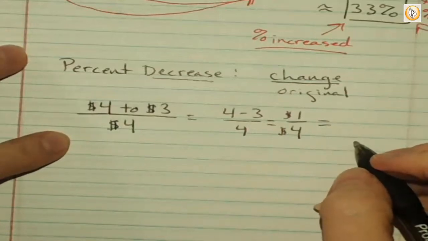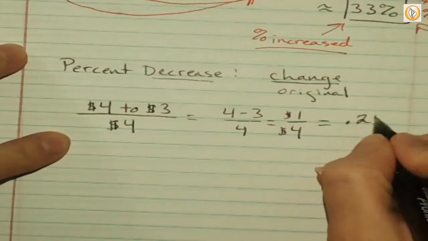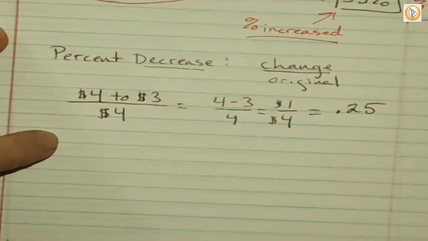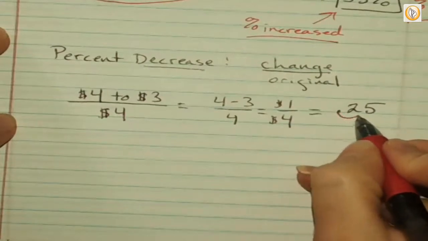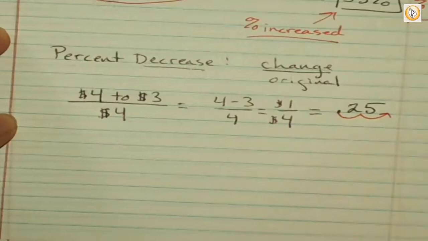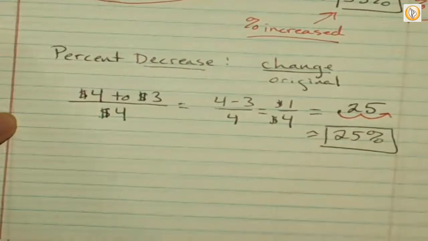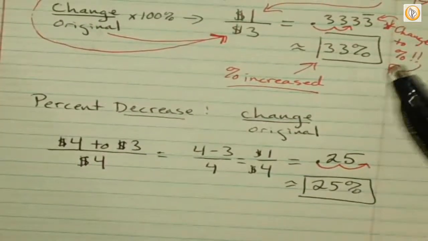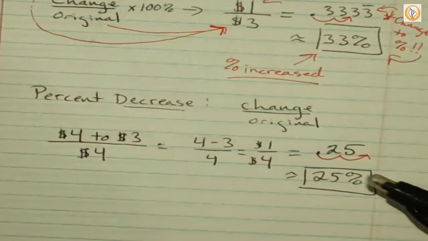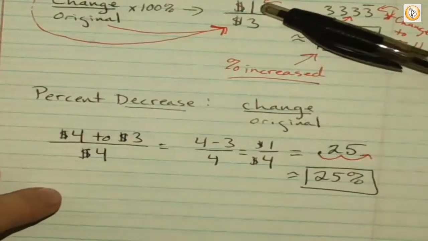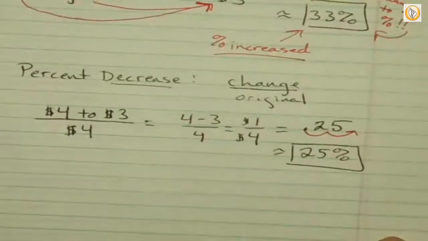$1 divided by $4 is 0.25. Now, Valeria, do I leave it in that decimal? What do I need to do? Very good. So we're changing it to percent. We move the decimal 2 places to the right. And this time, the change is 25%. Notice, when he increased, it's a 33% increase. Decreasing was different. Even though the change was 1 on both, the original was different. And so the decrease was a little bit different.